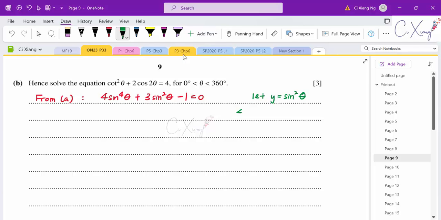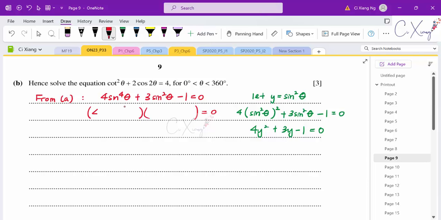Where if you rephrase sine power 4 theta, it is sine square theta square, plus 3 sine square theta minus 1 equals 0. So you are having 4y square plus 3y minus 1 equals 0. So basically, this is a quadratic form equation. For me, I will not rephrase it into the equation in terms of y. I want to directly factorize it from here.